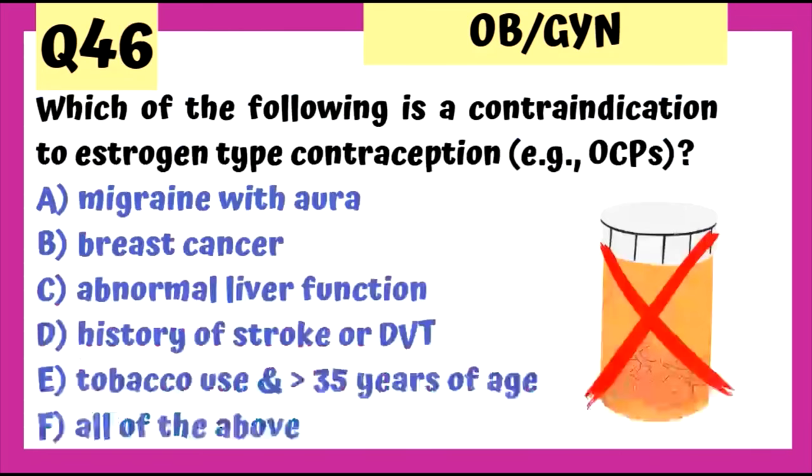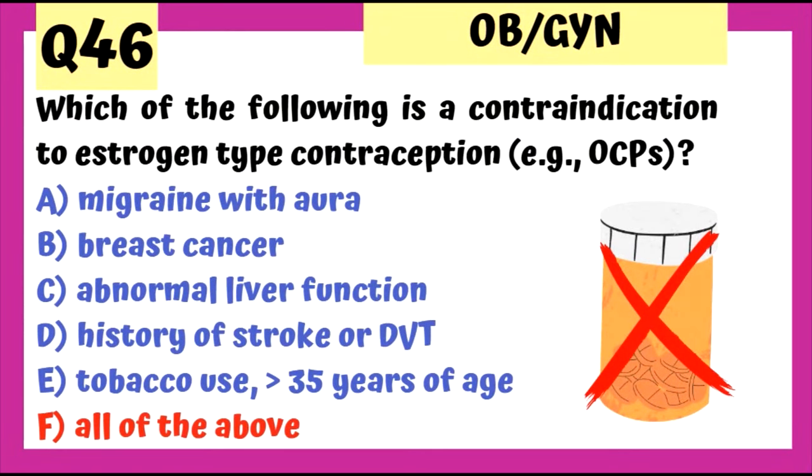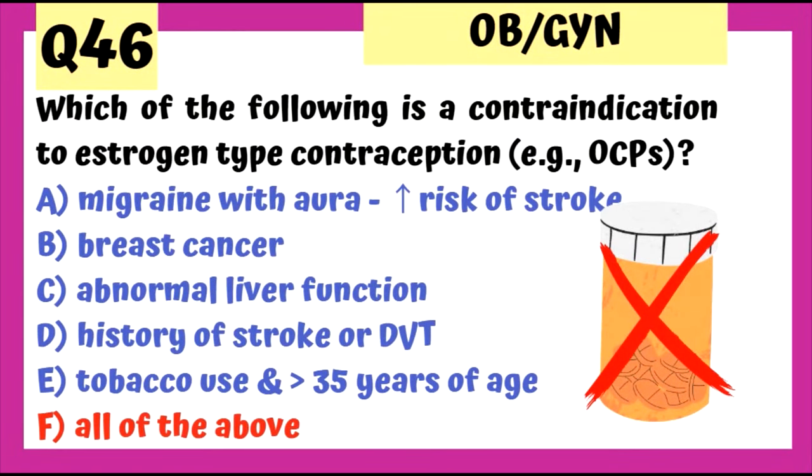methods. Question 46, which of the following is a contraindication to estrogen type contraception? And the answer is all of these are contraindications. Migraine with aura could increase risk of stroke, and these other choices you could take a look over here. And one of them is tobacco use, plus the woman is 35 years of age. That would be a contraindication to estrogen-type contraception.